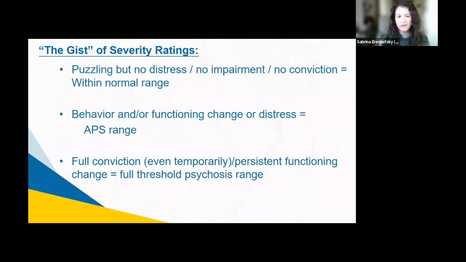Some of the take-homes here, getting at the gist of what each of these levels means. The normal range generally means a brief but maybe puzzling experience, but without distress or behavior change or impairment or conviction. In the attenuated range, there may be some type of behavior change. Are they avoiding places or people, or isolating more, or doing checking behaviors, talking to others about their symptoms? There may be functional changes. Are they now getting into arguments with family? Are they able to keep up in school or at work? Or are they distressed about this experience?